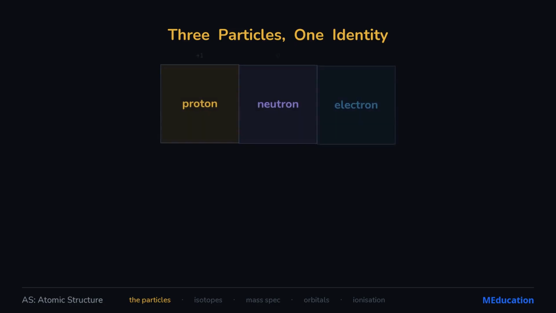First, the cast. Protons are positive and live in the nucleus. Neutrons are neutral and sit beside them. Electrons are negative and orbit outside. Protons and neutrons are heavyweights, each about 1 unit of mass. The electron is almost weightless, nearly 2,000 times lighter, so it adds charge but barely any mass.